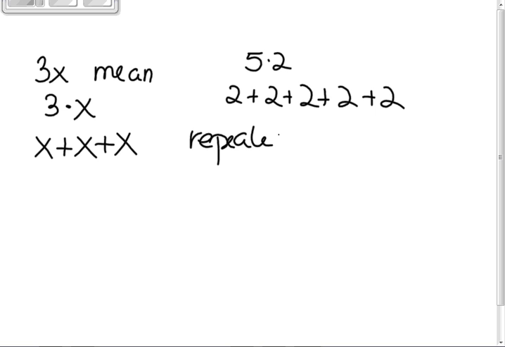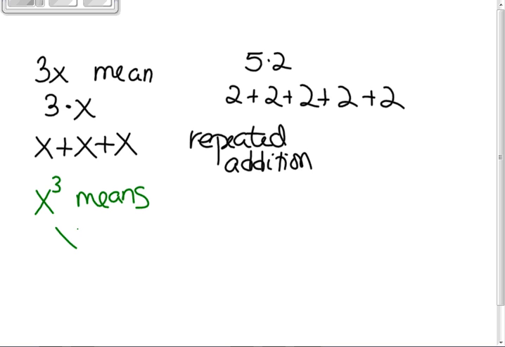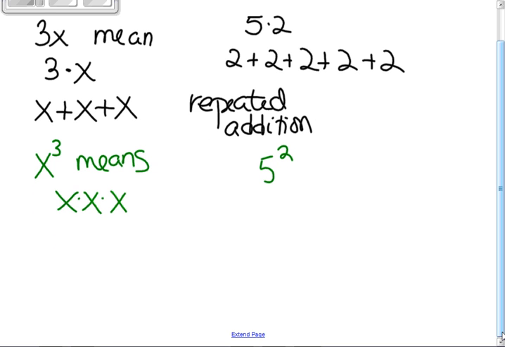And if you understand this, you'll get the exponents different from the coefficients. So what does x cubed mean? It's x times x times x. So if instead of 5 times 2, I did 5 squared, a lot of people say it's 10, but that's not right. It means 5 times 5.